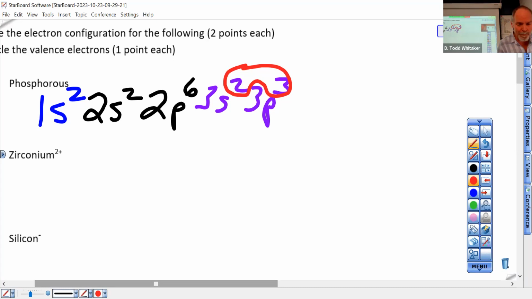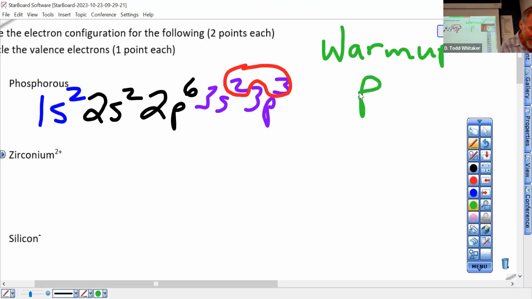So let's get warmed up. Warm up in green. You don't need to be able to read it. Warm up. Here's the Lewis structure. Yes, we have a question. Sorry? I can't hear you.